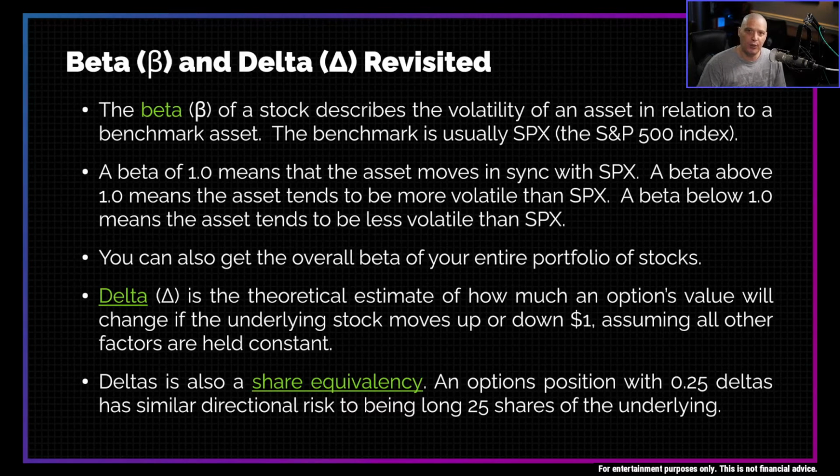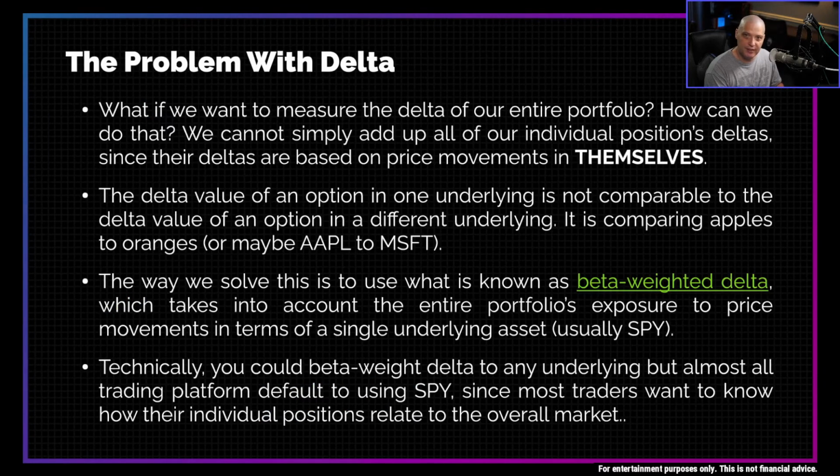For example, if you have 30 long deltas, that's the share equivalency of being long 30 shares of that underlying stock. If you had 25 short deltas, that's the same as if you were short 25 shares of the underlying stock. Now, delta is by far the most important of the option Greeks, and you definitely want to monitor the delta of each of your individual option positions, but you also want to gauge what is the delta of your overall options portfolio. And this is where the problem begins.